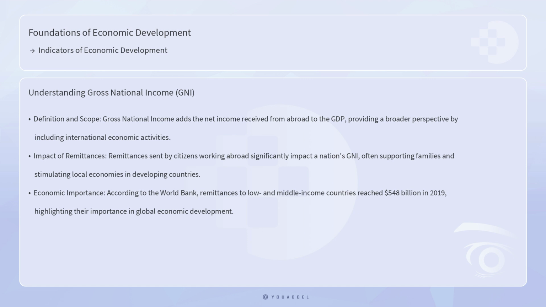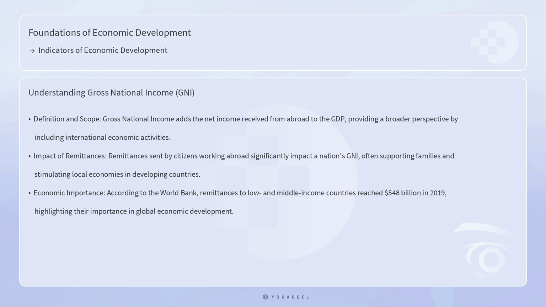Closely related to GDP is gross national income, which adds the net income received from abroad to the GDP. GNI provides a broader perspective by including international economic activities. For example, remittances sent by citizens working abroad can significantly impact a nation's GNI. These remittances often support families and stimulate local economies in developing countries. According to the World Bank, remittances to low and middle-income countries reached $548 billion in 2019, highlighting their importance in global economic development.